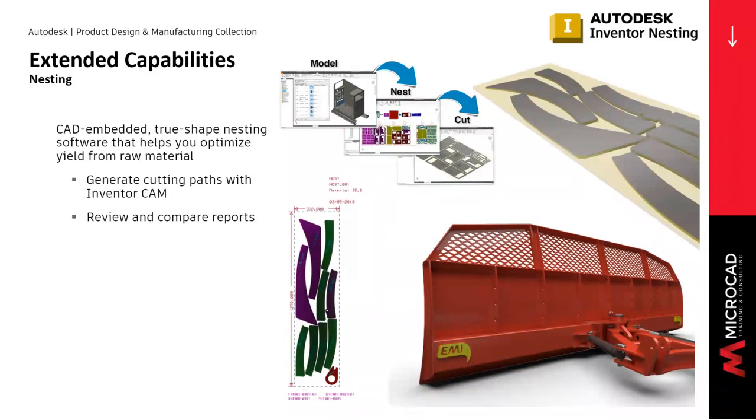So nesting studies can be created and then updated to reflect any changes to the design. And you can easily compare nesting studies to optimize efficiency. What is your percentage of waste? What's your percentage of yield? How well are you doing? And you can compare those. And once you have that, then you use Inventor CAM for laser cut profiles.